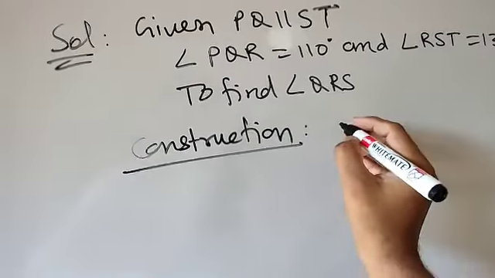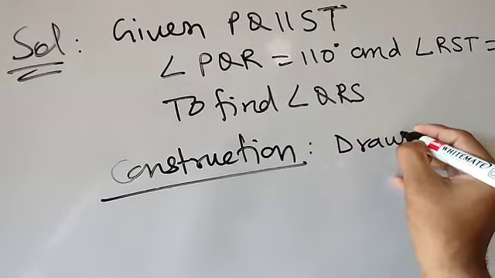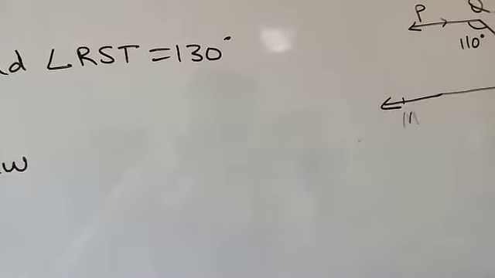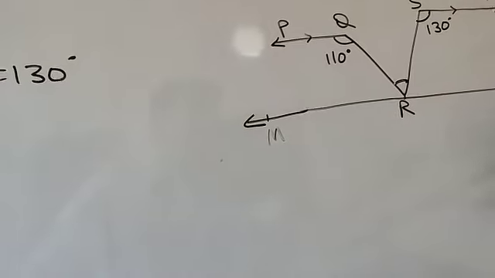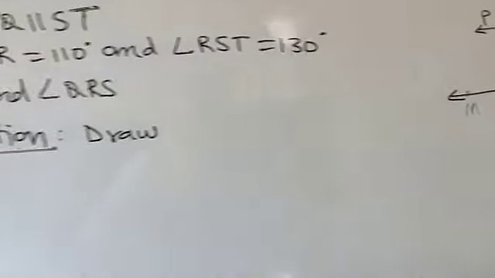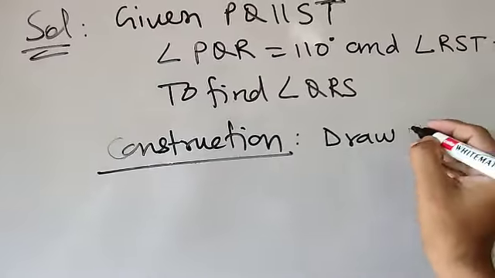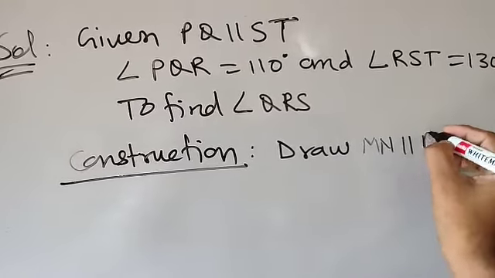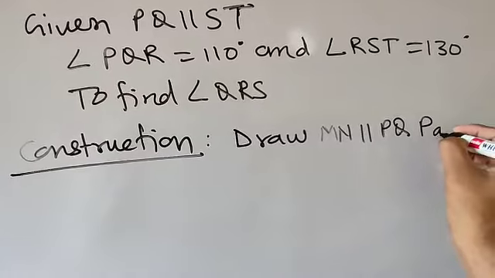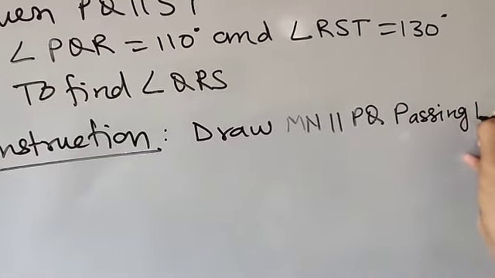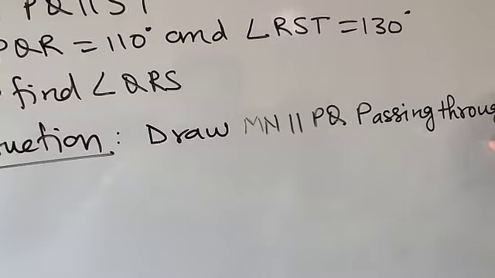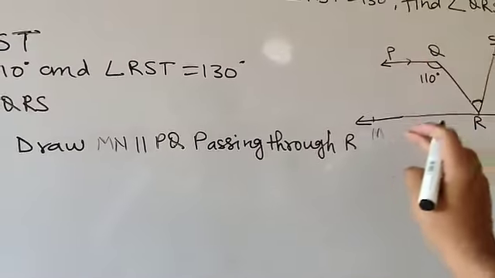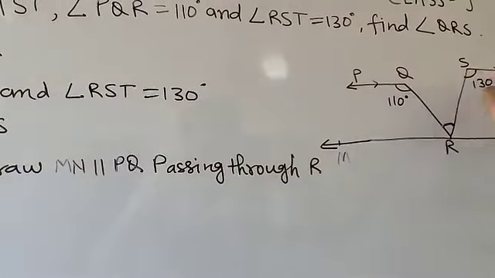So in the construction you will write, draw, suppose that this line is MN. It is line MN. So you can write, draw MN parallel to PQ passing through R. So students, if you are going to draw PQ parallel to MN and PQ is parallel to ST, that is given in the question, then ST will be also parallel to MN.